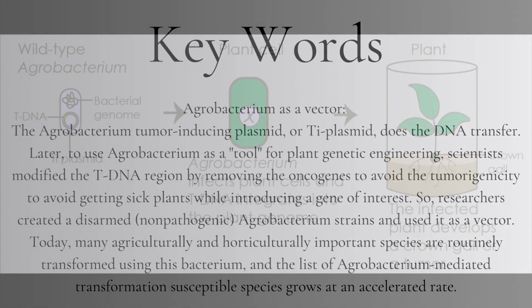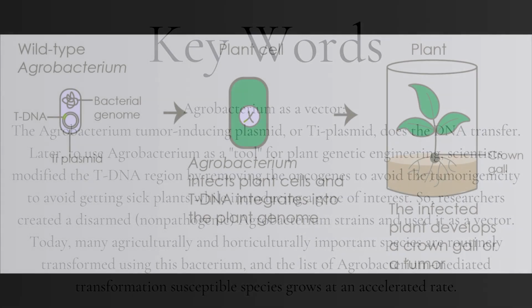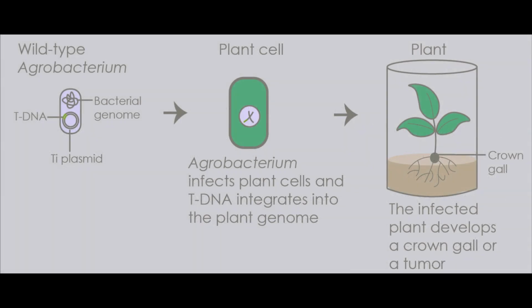Here we can see the mechanism, and the mechanism starts with detection of wounded plant signals. Secondly, the Agrobacterium would activate its virulence genes in its Ti plasmid. Then it cuts out the tDNA and prepares it for the transfer. Next up, it injects the tDNA into the plant cell through a secretion system, which we will elaborate further.